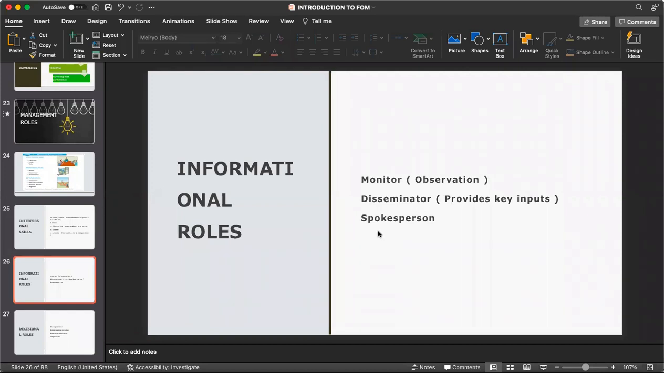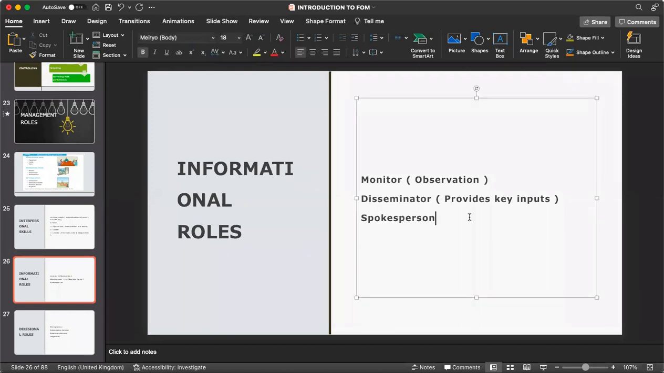Spokesperson. Okay, fine. A spokesperson is basically the one who will provide credible, valid information to the public. They are not analysts. They are just taking input from the disseminator, and the disseminator takes from the monitor. Yes, we can say PRO, public relations officer. They will speak only that information which is provided by the disseminator. No plus one, no minus one at all. As it is, to the point. No manipulation at all.